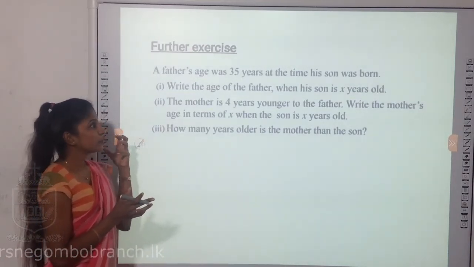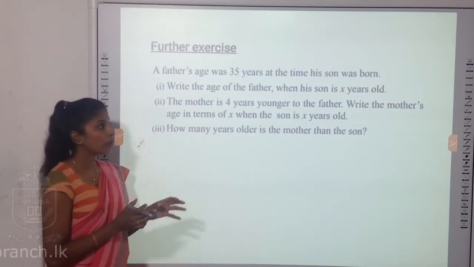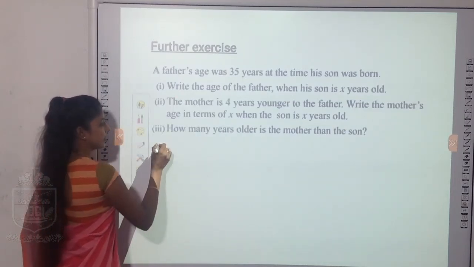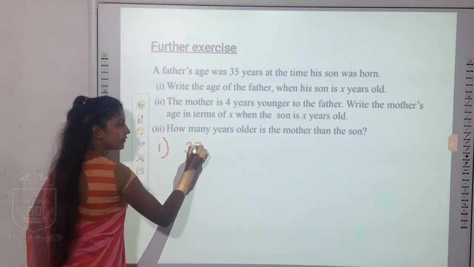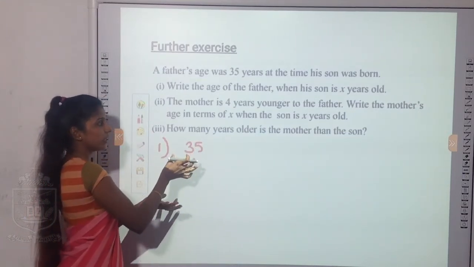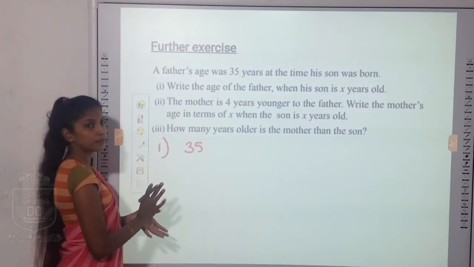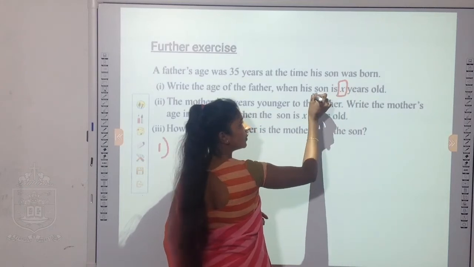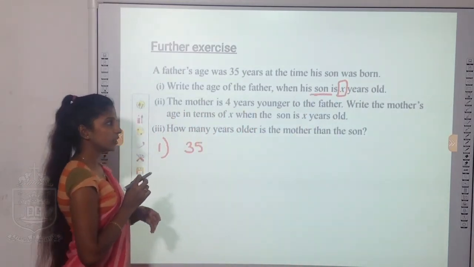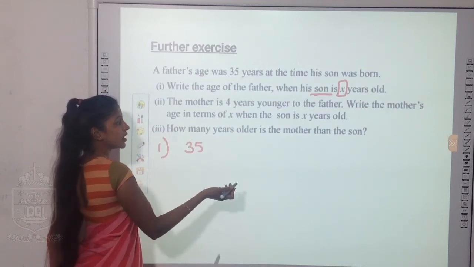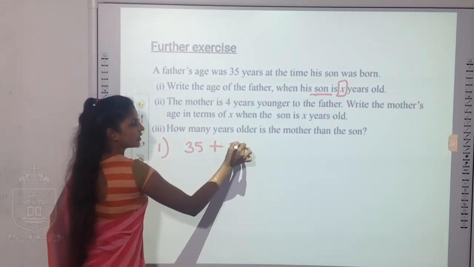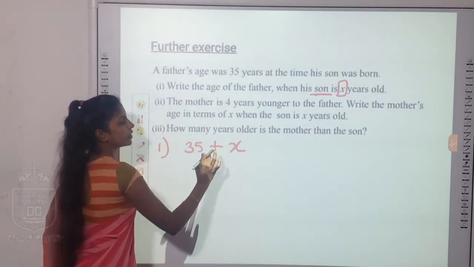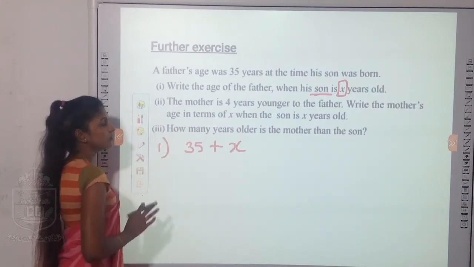Now you know, for you to find the age of father when the son's age is X years, what you have to do? You have to add. Father's age is 35, right? Think now, at the time he was born, it's 35. Once the child is X years, now here the unknown term is X. We don't know the age of son, so think that as X. So when the son's age is X, what will be the age of father? It will be 35 plus X. That means you have to add the age of the son to the age of father.